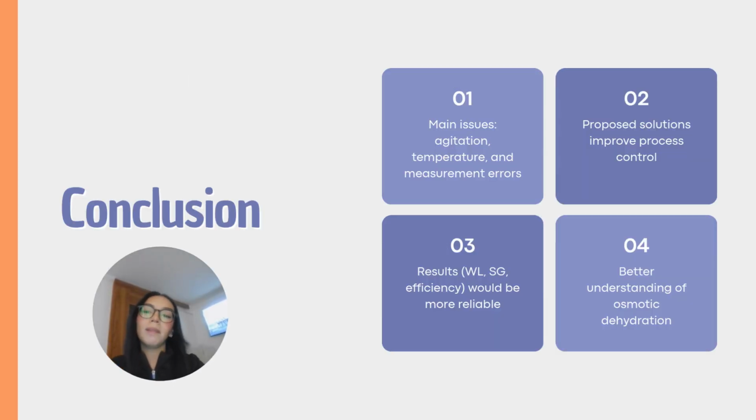In conclusion, the main issues identified in the experiment were related to agitation, temperature control, and measurement inconsistencies. The proposed modifications address these problems by improving both the methodology and the equipment used. As a result, parameters such as water loss, solid gain, and efficiency will be more accurate and reliable. This will lead to a better understanding of the osmotic dehydration process under different conditions.